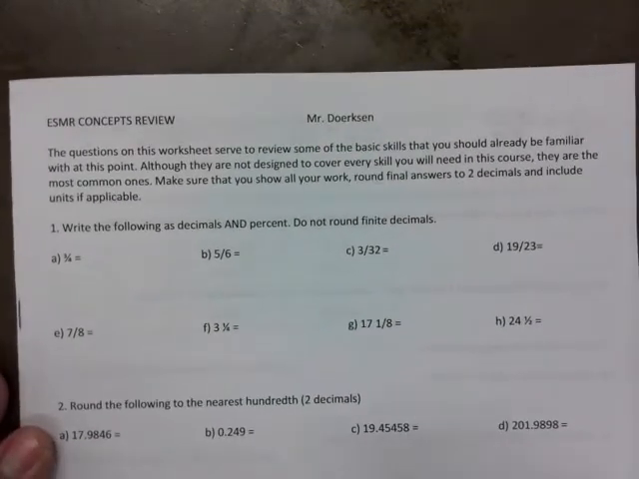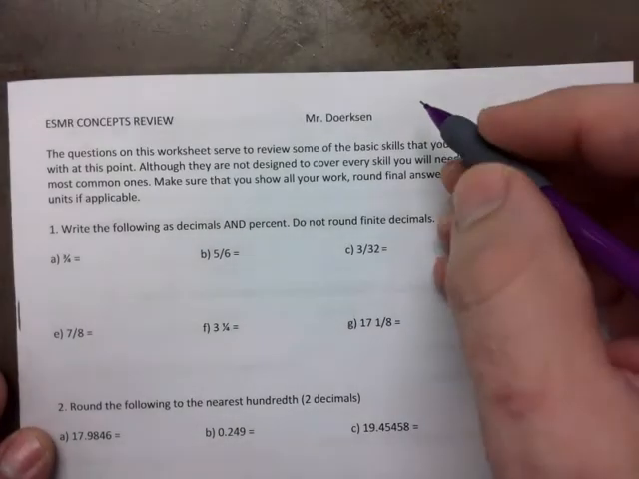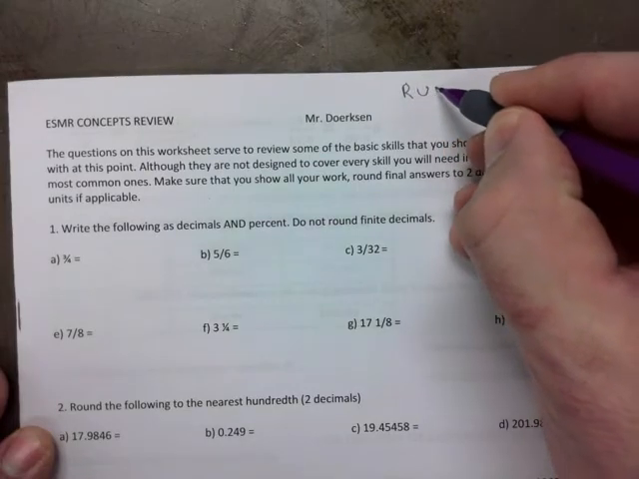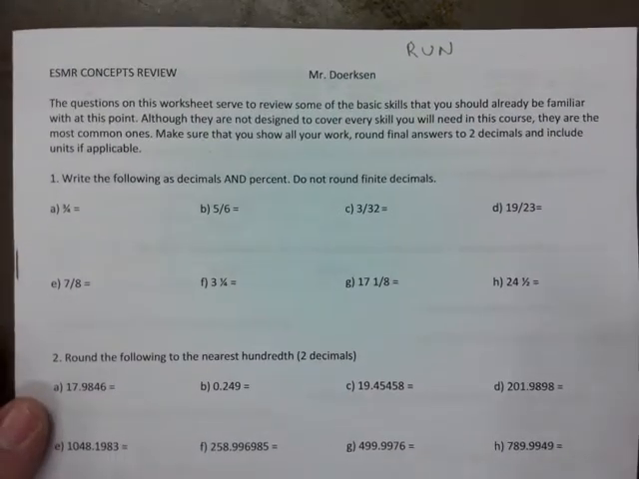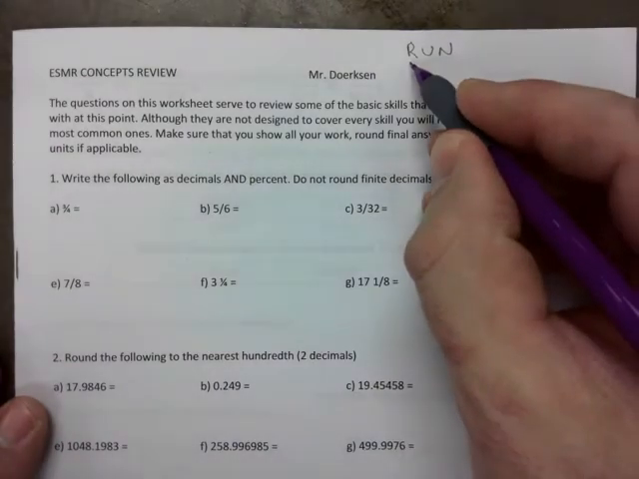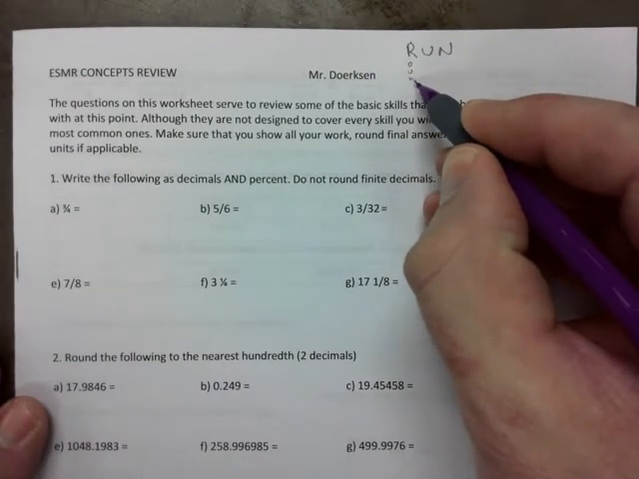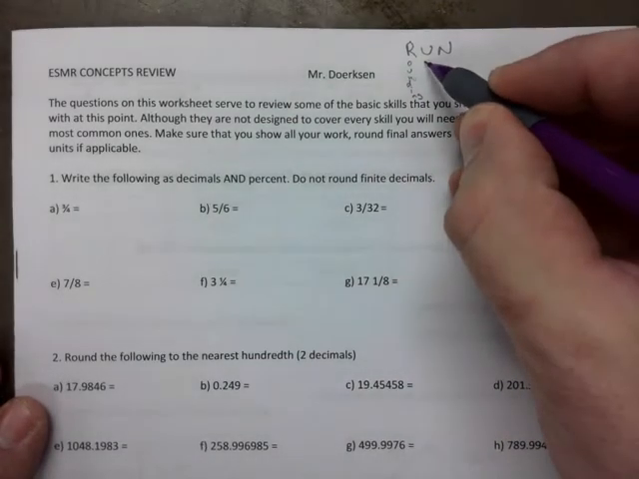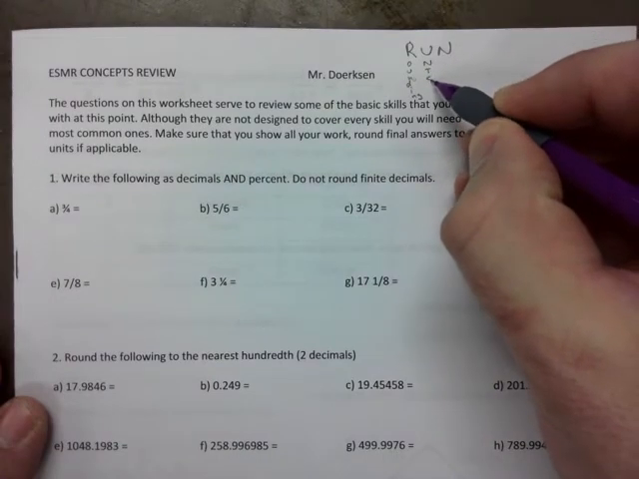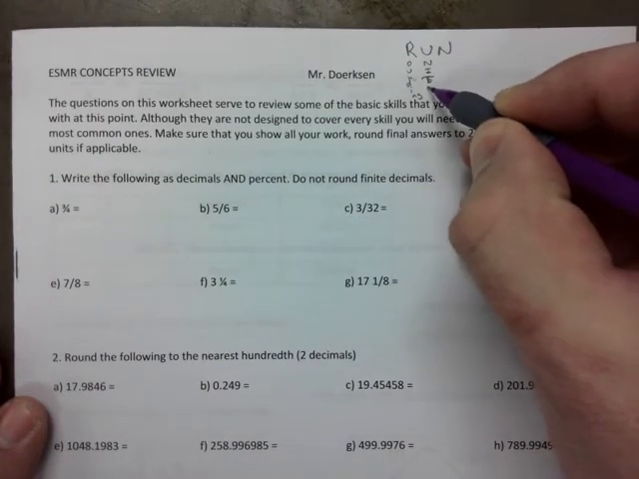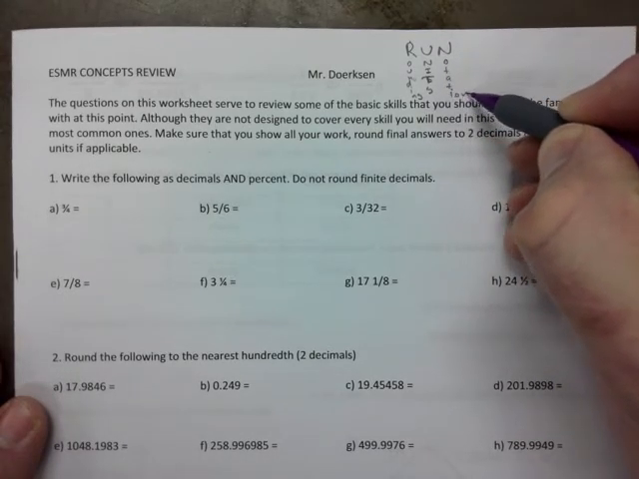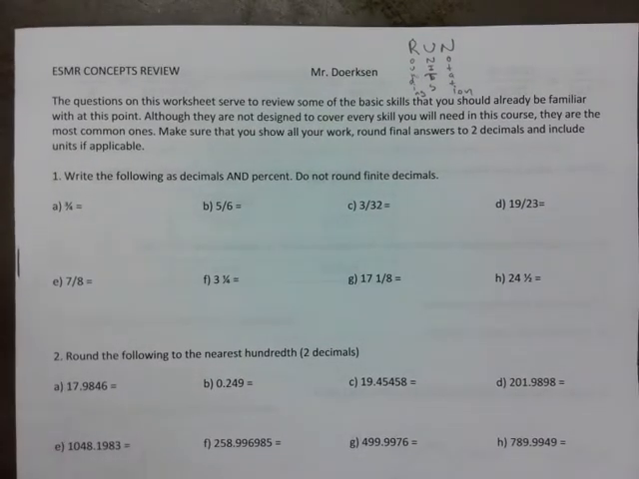At the top of this page, I want you to write down these letters. I used to just have RUN. These are the mistakes I want you to run from. R stands for rounding. Units. And notation. Rounding, units, and notation.